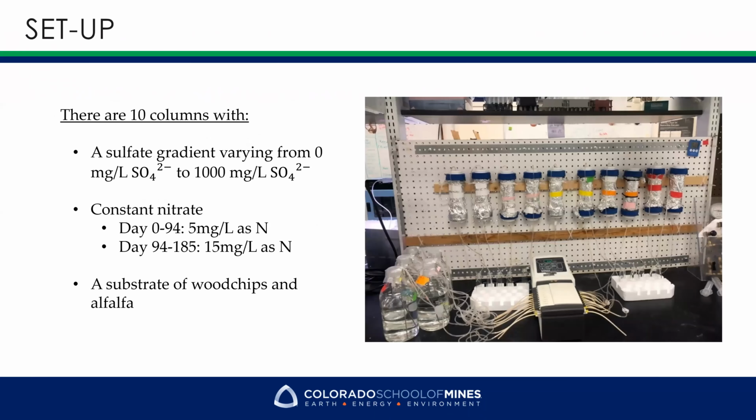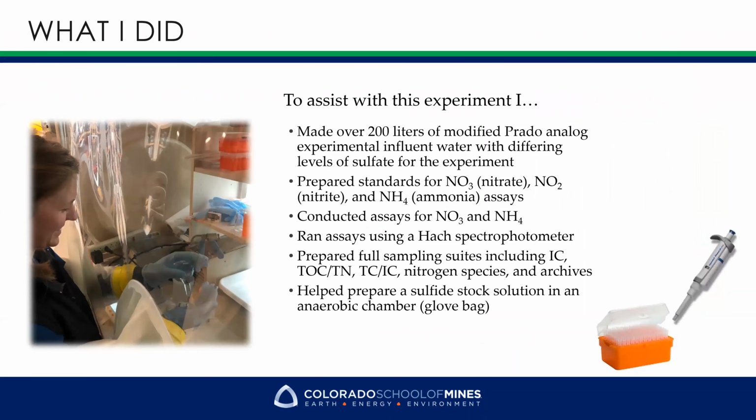This is a picture of the experimental setup. The experiment consists of 10 columns with a sulfate gradient varying from 0 to 1,000 milligrams per liter. To assist with this experiment, I made over 200 liters of influent water, prepared standards, conducted nitrate and ammonia assays, prepared full sampling suits, and helped out wherever I was needed.